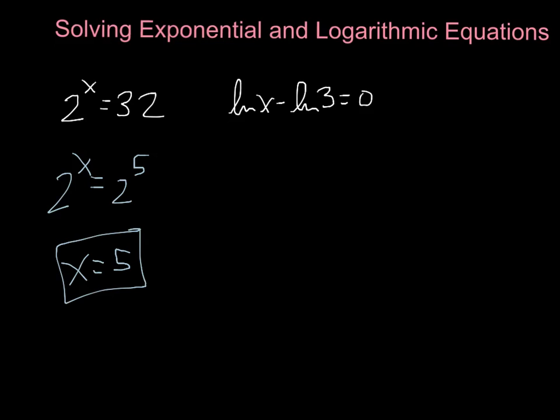So for the next example, ln of x minus ln 3 equals 0. First thing I'm going to do is set them up to make them look equal. Ln of x equals ln of 3. And then again, by the one-to-one property, x must equal 3. And that's it. X equals 3.